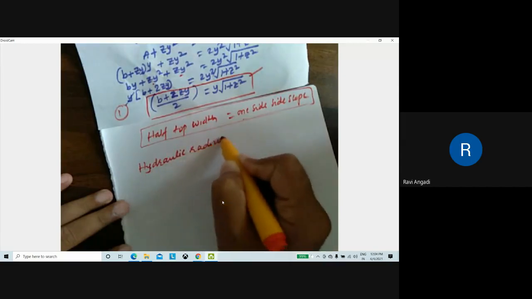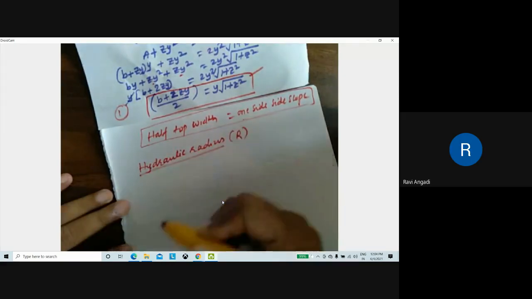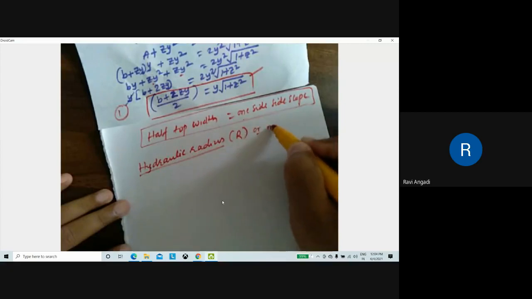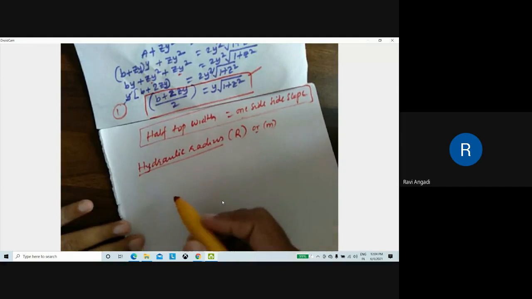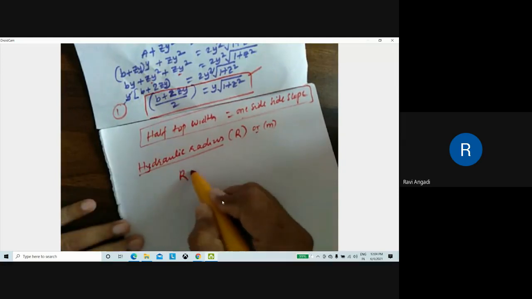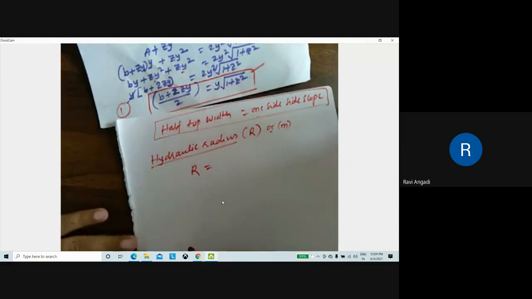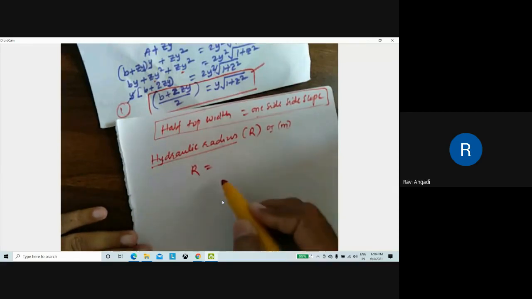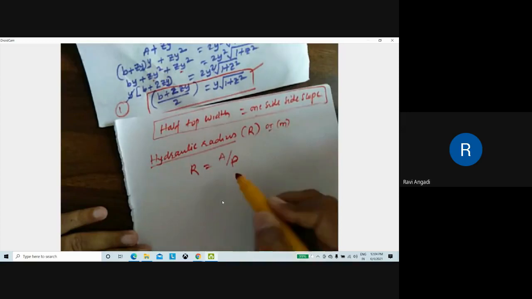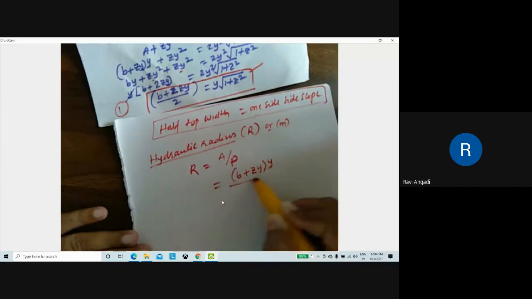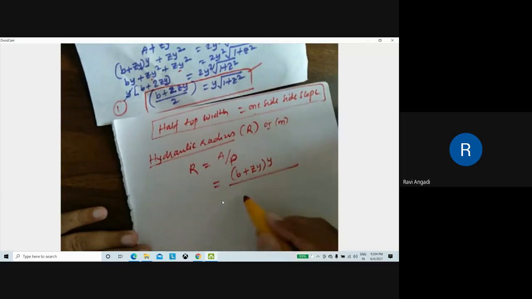Hydraulic radius. You can mark it as R or you can take it as M. Some textbooks will take the M also, no problem. And what is the formula we have for hydraulic radius? Area by wetted perimeter. Yes, area by wetted perimeter. But what is the formula for area? B plus ZY into Y.